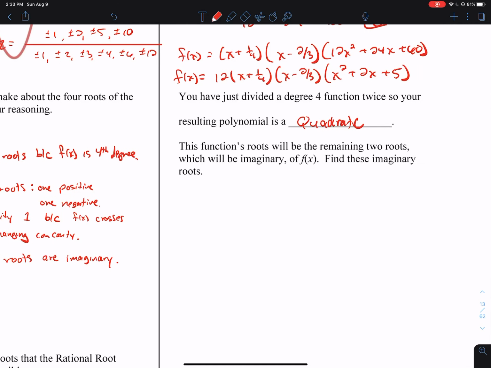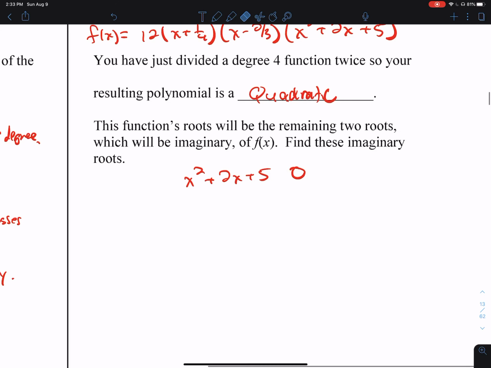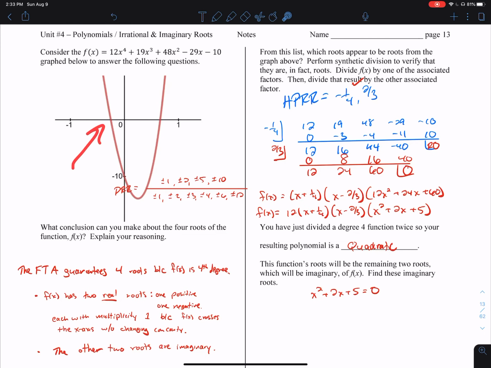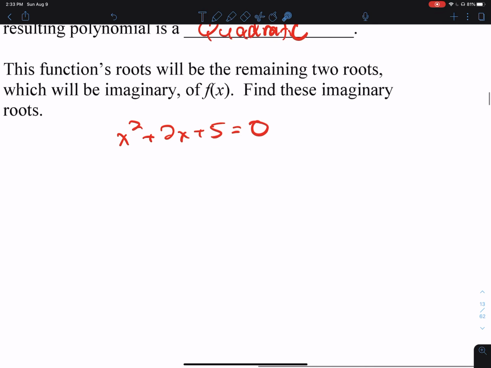The remaining roots solving that quadratic are going to be imaginary, and let's see how this works out. So I got x squared plus 2x plus 5. Now I didn't know these were going to be imaginary. Actually, I did know that, because if you look at the original picture, we said at the beginning, hey, we got 2 real ones, that leaves 2 imaginary ones. We would like to factor this, but I can't think of 2 integers that multiply to get 5 and add to get 2. So we're going to use the quadratic formula.